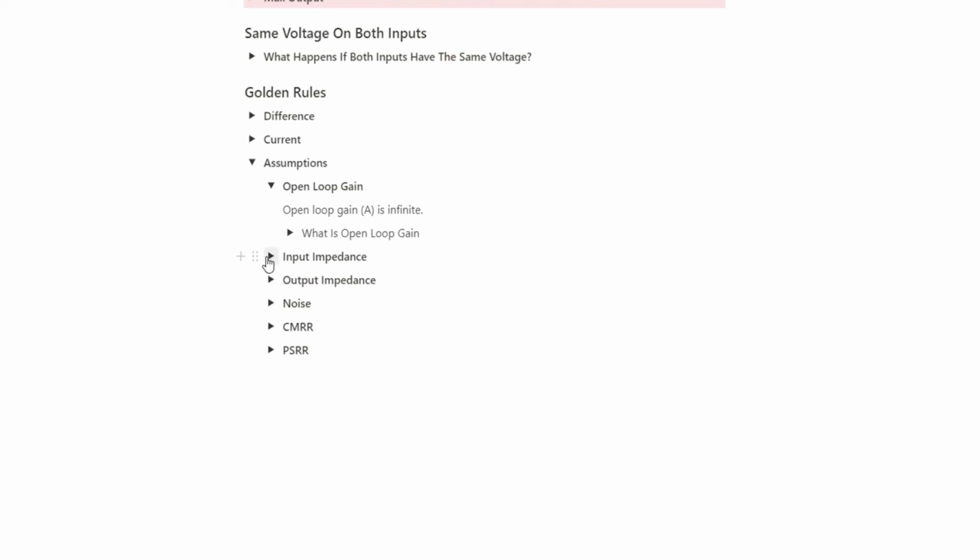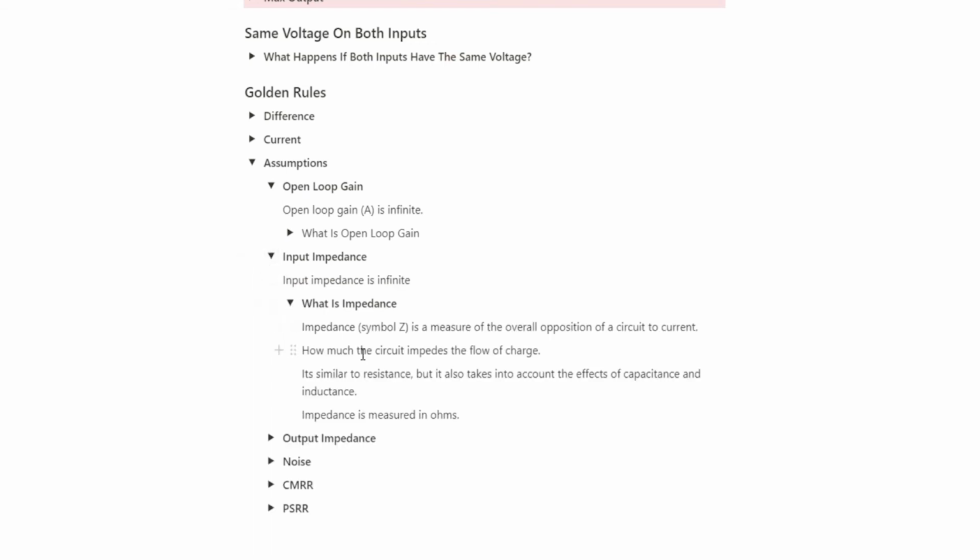Input impedance. I now know that impedance is like the resistance of a circuit, but it includes inductors and capacitors as well. Impedance, simple Z, is a measure of the overall opposition of a circuit to a current, how much the circuit impedes the flow of charge. It's similar to resistance, but it also takes into account the effects of capacitance and inductance.